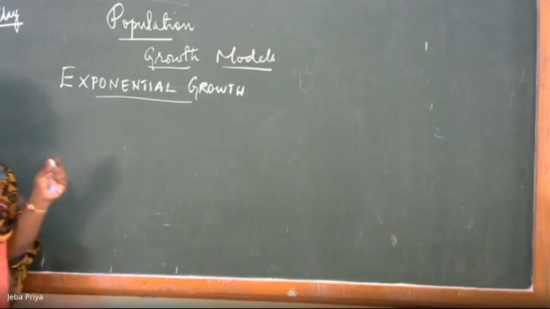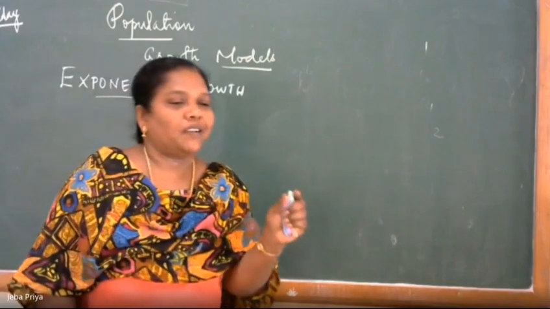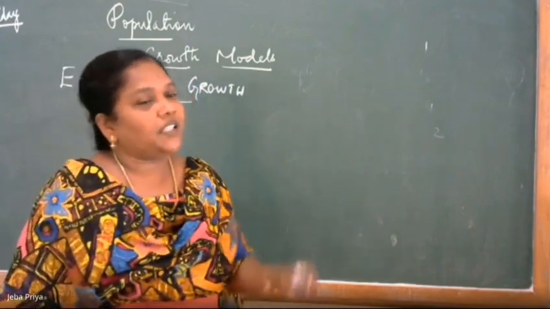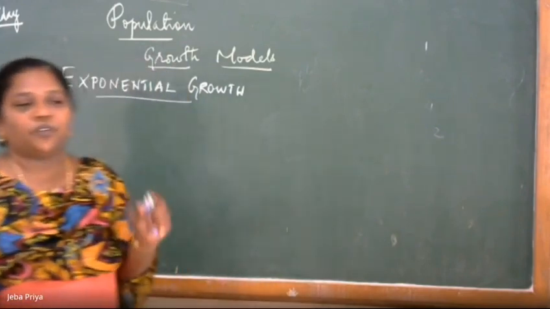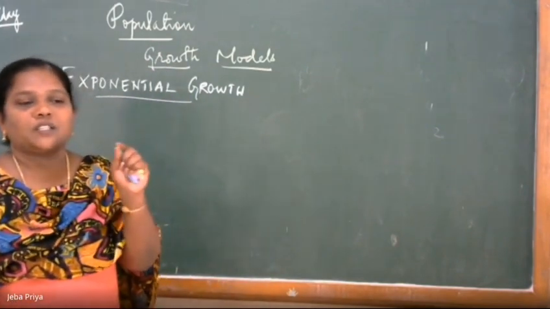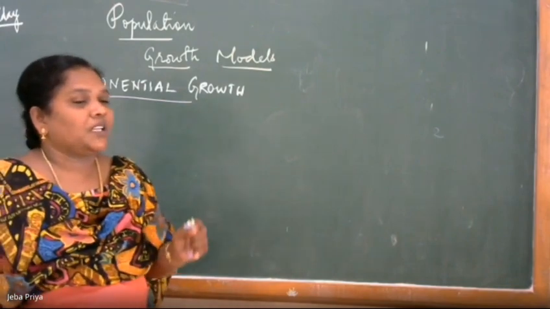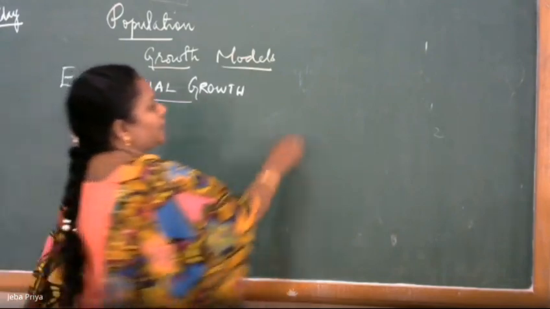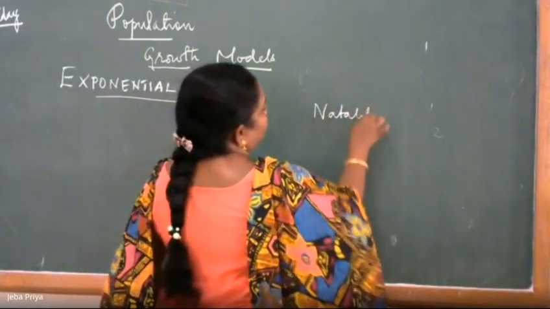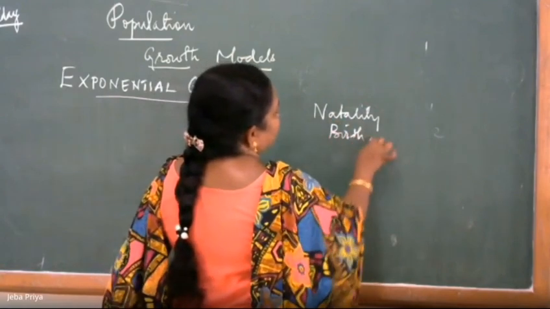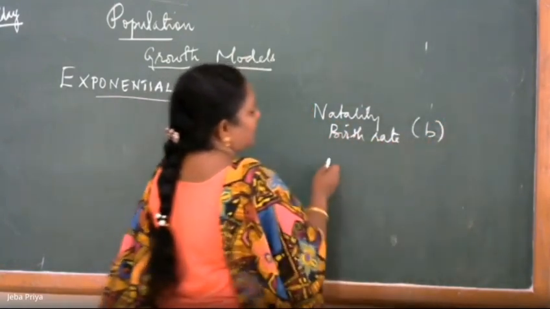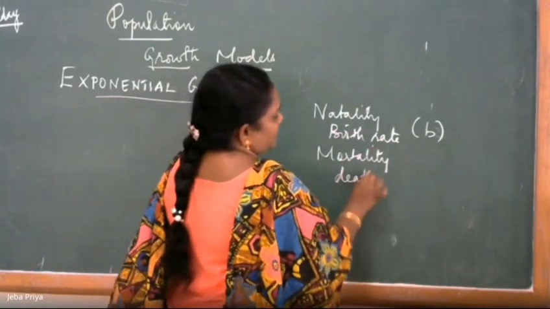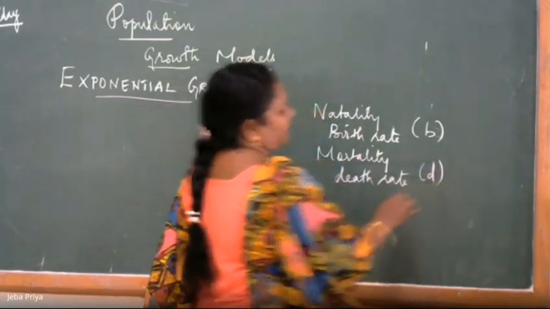If the number of individuals born in a population increases, you call it the birth rate. If there is a decrease in number, you call it the death rate. Natality, the birth rate, is denoted by B, and mortality, the death rate, is denoted by D. These terms are very, very important. Don't forget: natality is birth rate, given as B, and mortality is death rate.